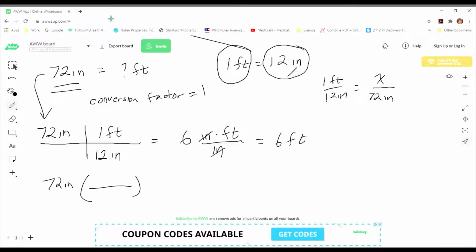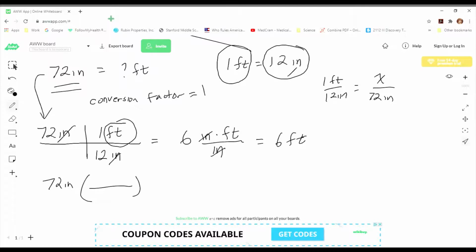Now, that took a lot longer than it normally would. That's only because I was kind of showing you how to do this. So in the future, it should be much quicker. But for right now, it took a little while just because I was showing you kind of how that happened. Really, normally you can just go, okay, there's inches here on top, here on the bottom. Eventually they're going to cancel. So you can just cancel them out right here. Don't have to bring them over here. And what you'll be left with is just feet.